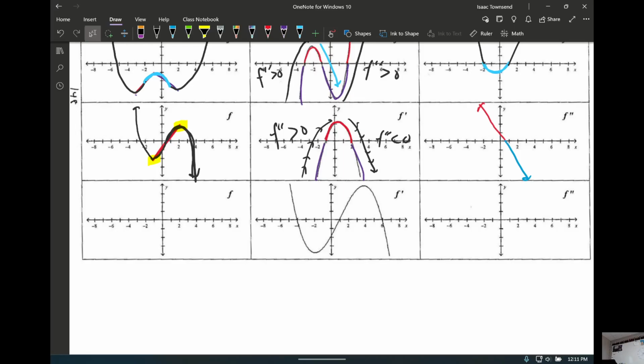That's not the correct answer, but again, this one is a little bit harder because you're not being told which ones are functions and which ones are second derivatives. You have to kind of figure that out throughout the process.